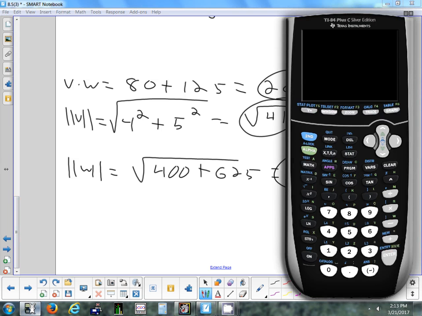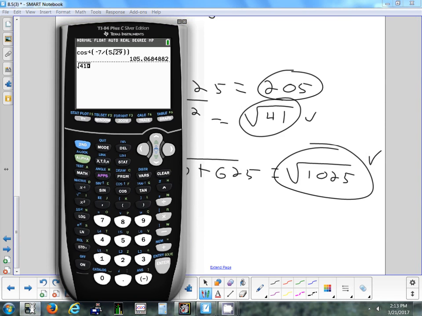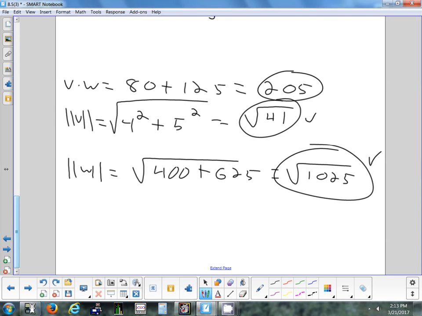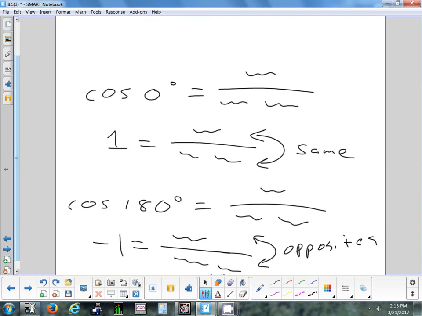Okay, well, let's check. So I've got the square root of 41 times the square root of 1025. 205. Right. So the top is 205 in the fraction. The bottom is 205. They just came out the same. They would be equal to 1, which means the angle would be 0. You can go through if you want and divide the two things that are the same, and you'll get 1. And then you can take the inverse cosine of 1, but you're just going to get 0.